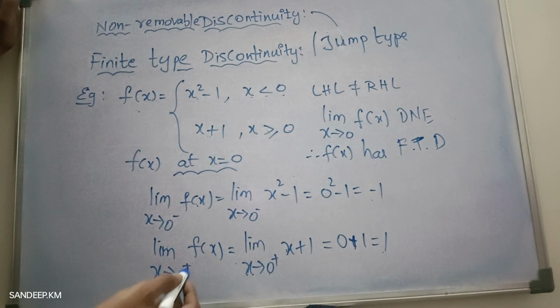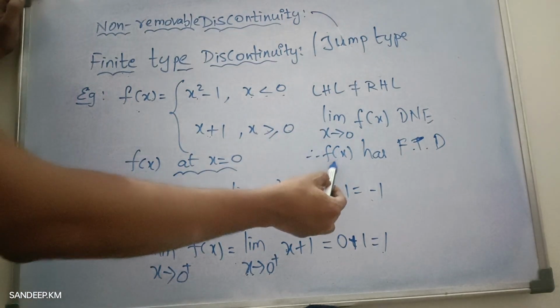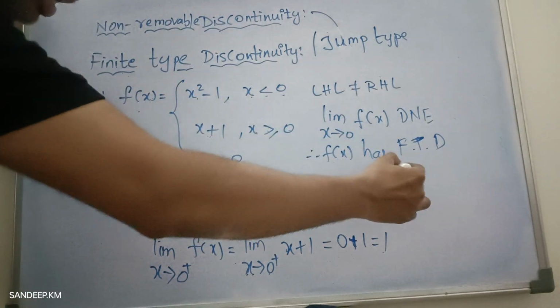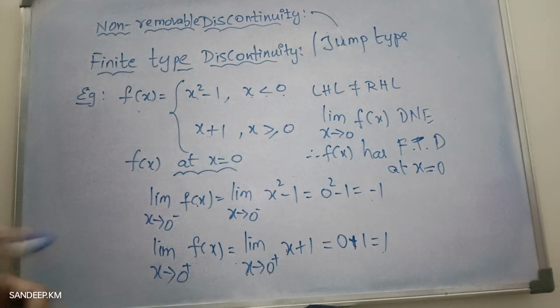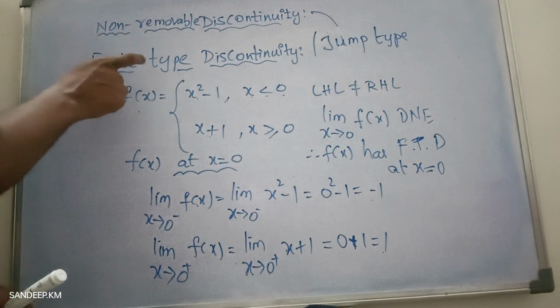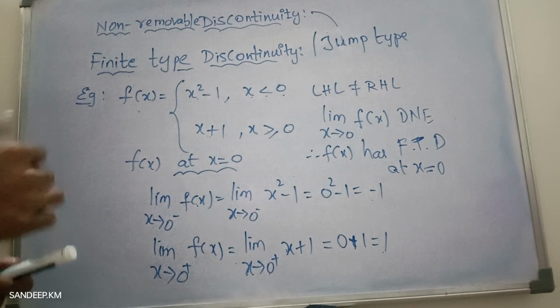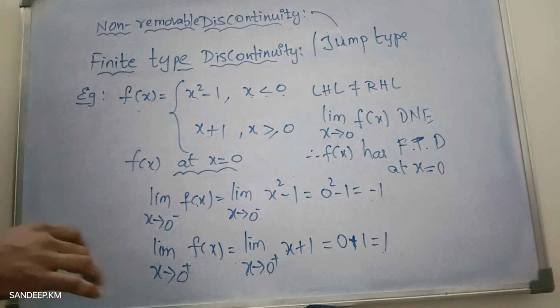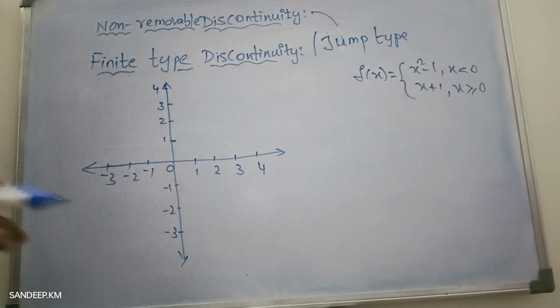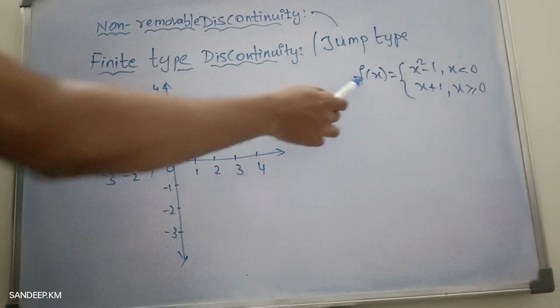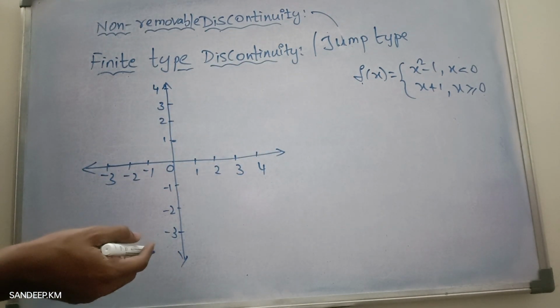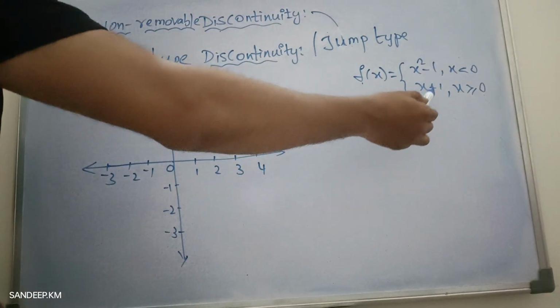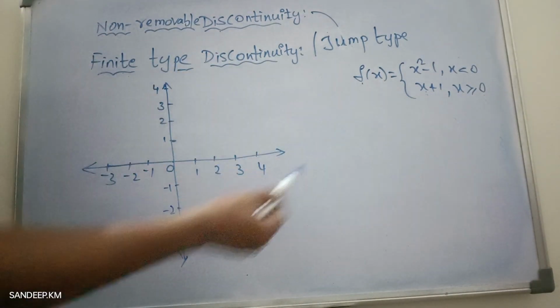Okay, now you can understand it. f of x has finite type discontinuity at x is equal to 0. So the function is discontinuous at x is equal to 0. But to understand this even better, let me draw the graph of it. Let us see how to draw the graph of f of x, the same function only. Now, when input is greater than or equal to 0, let me draw this graph.